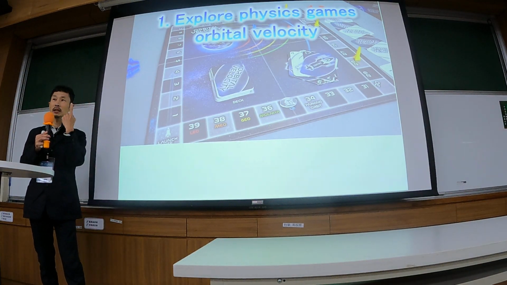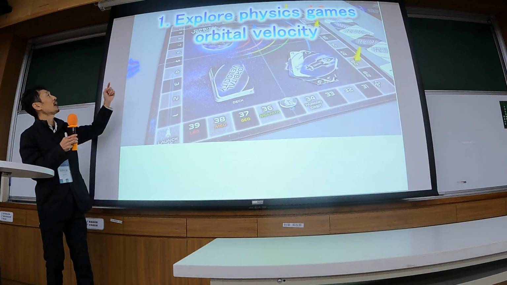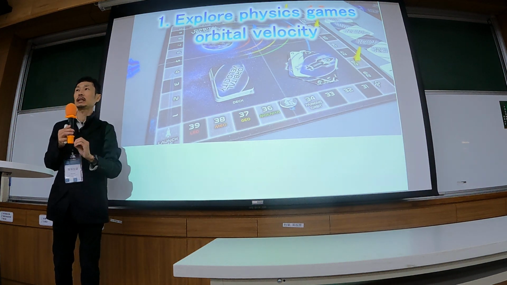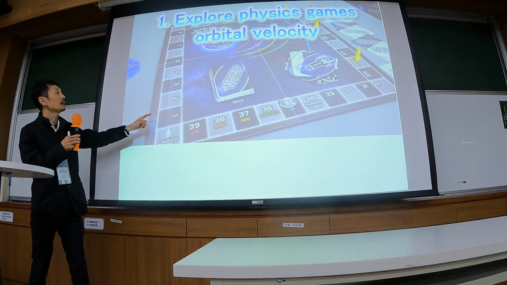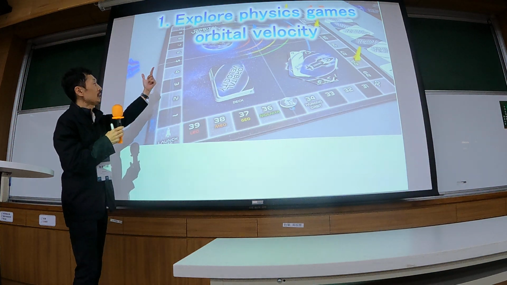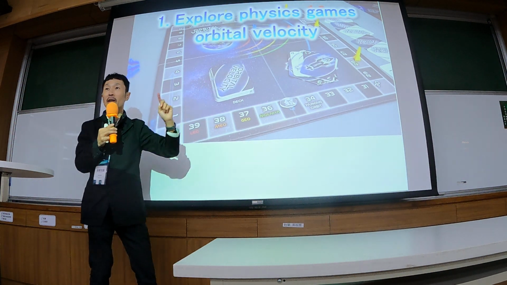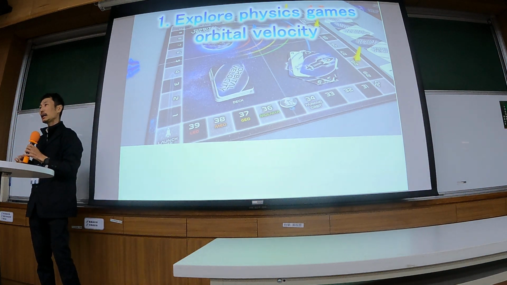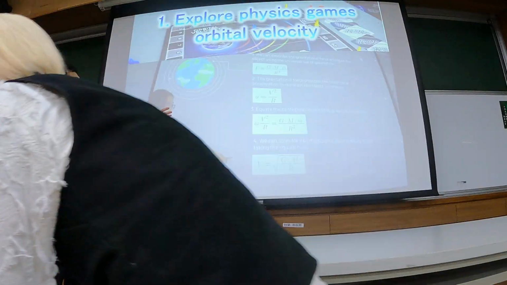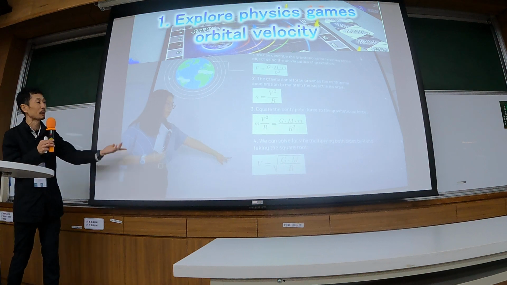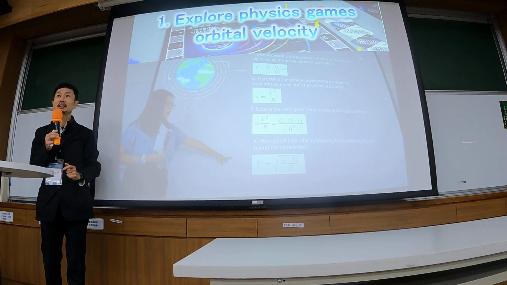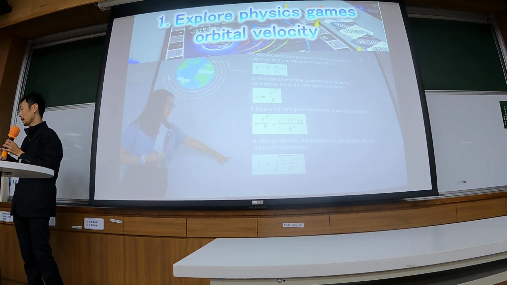The first assignment that I did is I asked students to explore physics games and explain the physics in them. One example is a game called Orbital Velocity. You go around the game board and then you escape from the Earth's gravity. I asked students not just to play, but to explain the physics in it. In this case, this student is explaining the gravity and the escape velocity. I think that's real physics, isn't it? And also students enjoy playing the game.